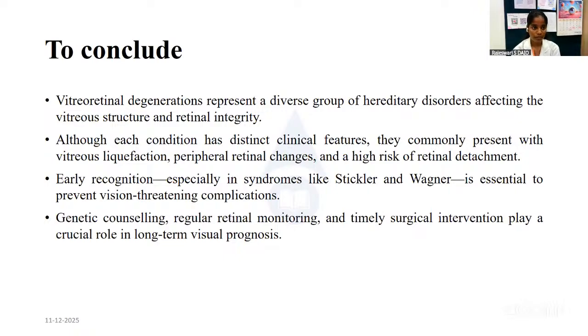To conclude, vitreoretinal degeneration represents a diverse group of hereditary disorders affecting the vitreous structure and retinal integrity. Although each condition has distinct clinical features, they commonly present with vitreous liquefaction, peripheral retinal change, and a high risk of retinal detachment. Early recognition, especially in syndromes like Stickler and Wagner, is essential to prevent vision-threatening complications. Genetic counseling, regular retinal monitoring, and timely surgical intervention play a critical role in long-term visual prognosis.